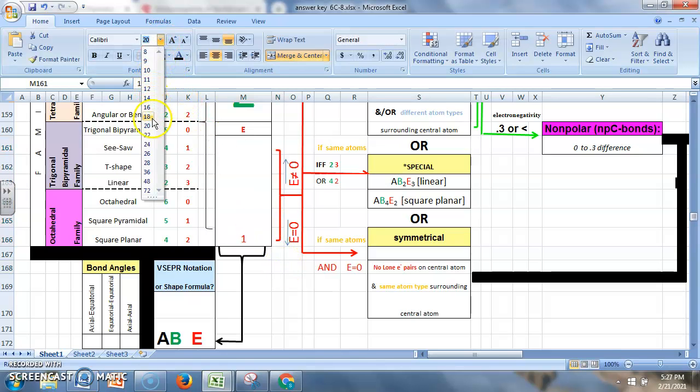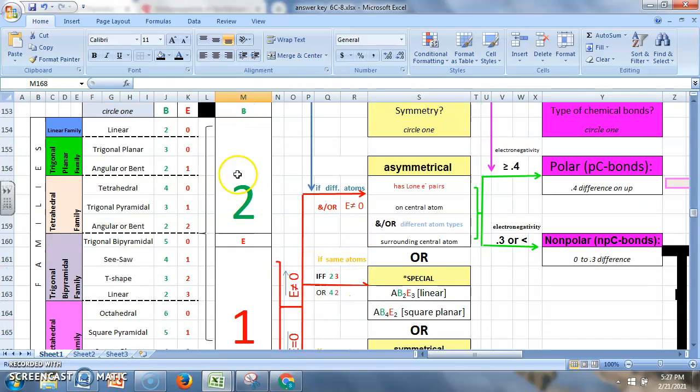So we come up and see which molecule matches the 2-1. The 2-1 is right up here, B2E1. So this molecule is angular or bent. It's in the trigonal planar family, and it is angular or bent.